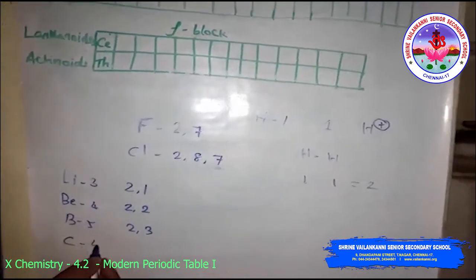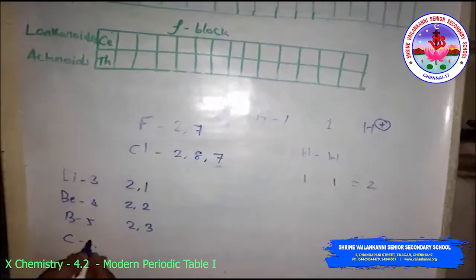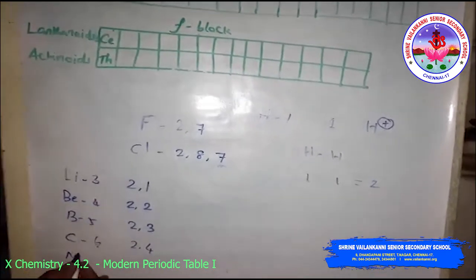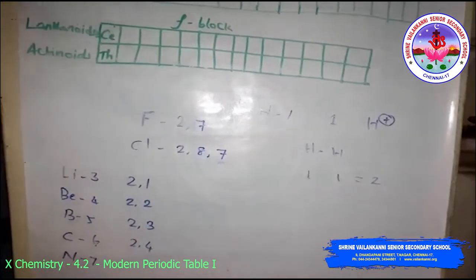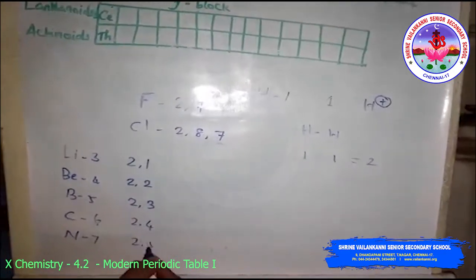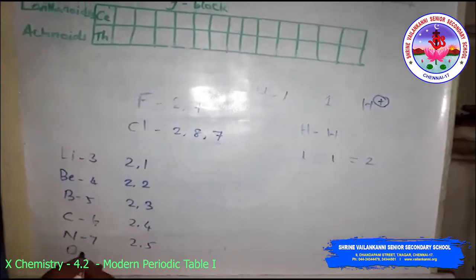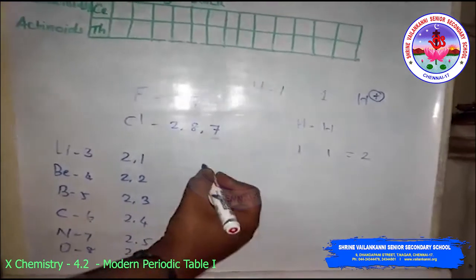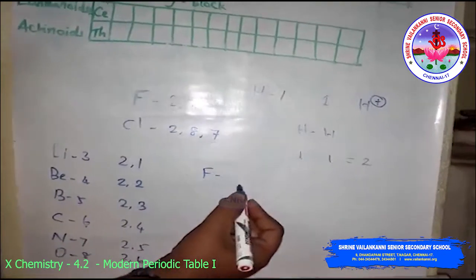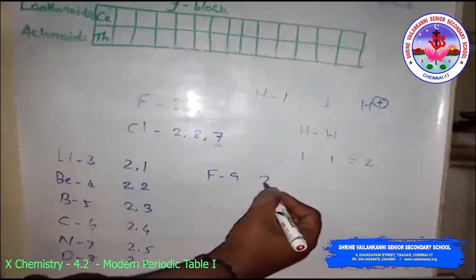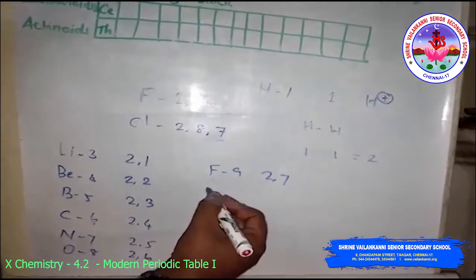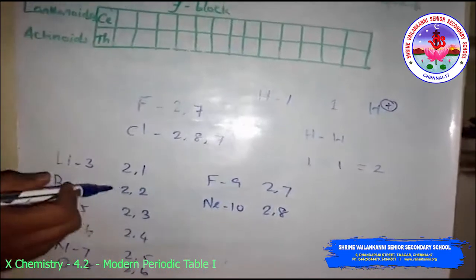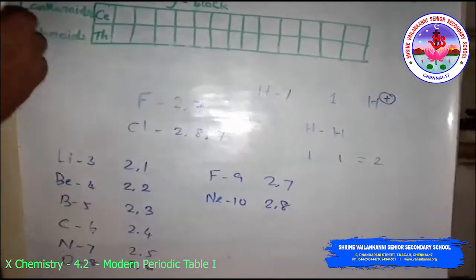Carbon 6, 2, 4. Nitrogen 7, this means this is the atomic number, 2, 5. Oxygen 8, 2, 6. Fluorine 9, 2, 7. Neon 10, so 2, 8. See, the valence electron increases by one period-wise.